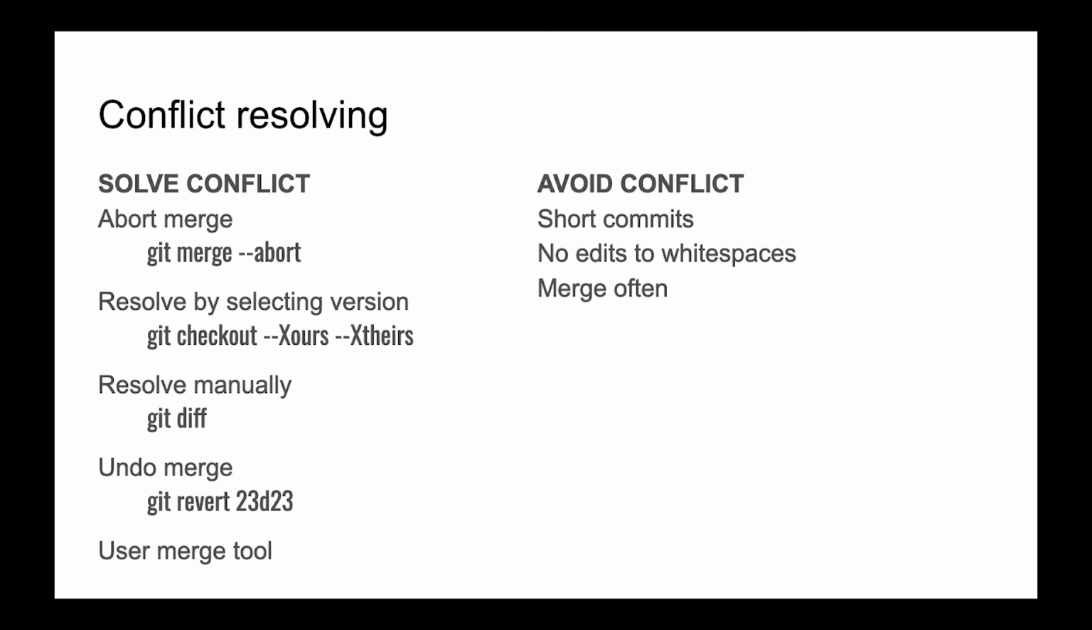White spaces are all non-printable characters, for example new lines, tabs, or spaces. Try to avoid editing them, because the file is the same from a logical perspective and the content is the same, but when you add some space or a new empty line, Git thinks that it's a new version and there might be a conflict. And also, merge often, as often as possible.